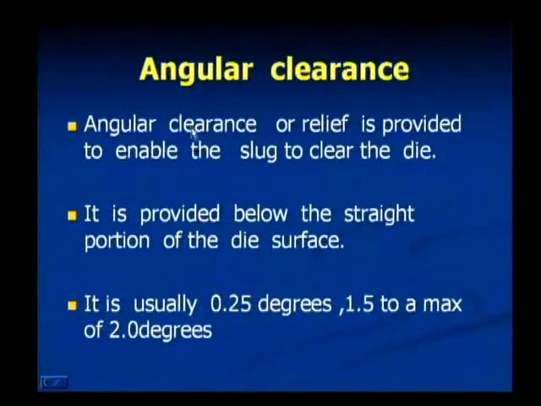Angular clearance, or angular relief, is provided to enable the slug to clear the die. It is provided below the straight portion of the die surface, as you have seen in the diagram. It is usually 1.5 degrees to a maximum of 2 degrees only.